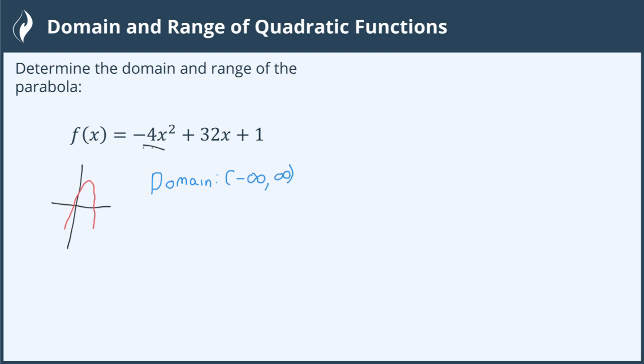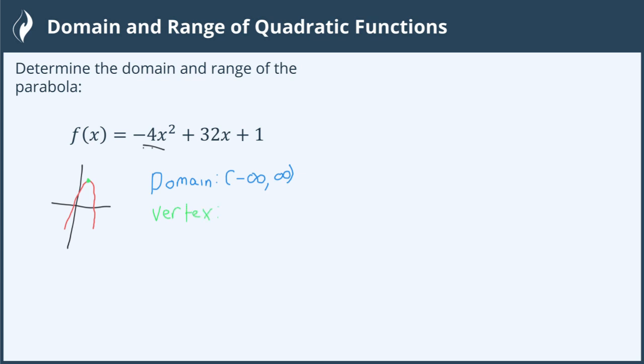In order to find the range, we need to think about restrictions on y. And we do have some restrictions on y. Because this parabola opens downward, there is a maximum point right up here somewhere where y cannot be any higher than this max. In order to find the maximum point, we need to find the vertex or turning point. This is a two-step process.